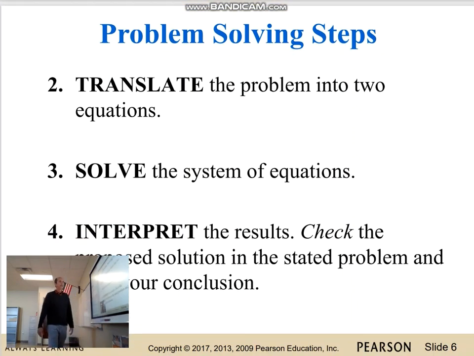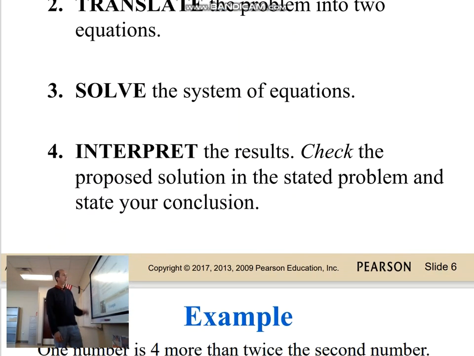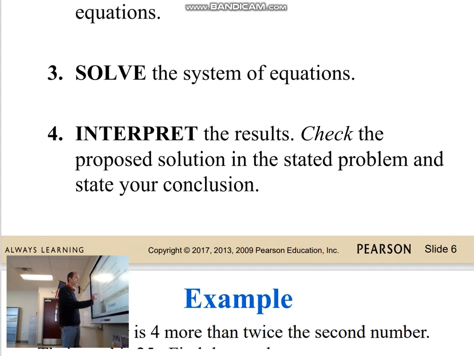Next, you have to translate the problem into two equations. Number 3, solve the system of equations. And number 4, interpret the results. You have to check if the proposed solution produces true statements, if they are acceptable, and then you can write down, you can state your conclusion.